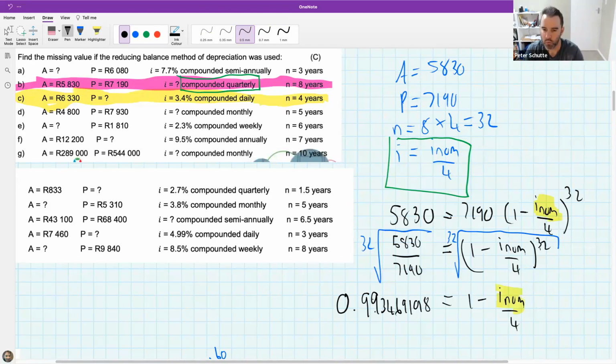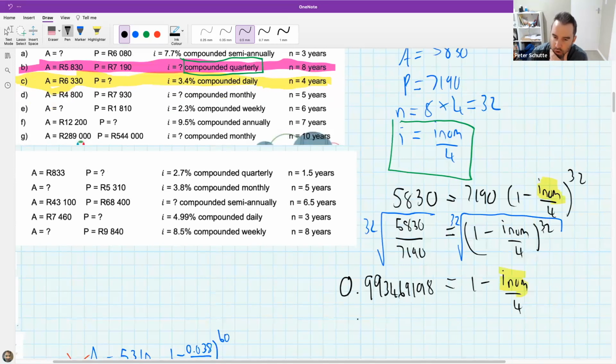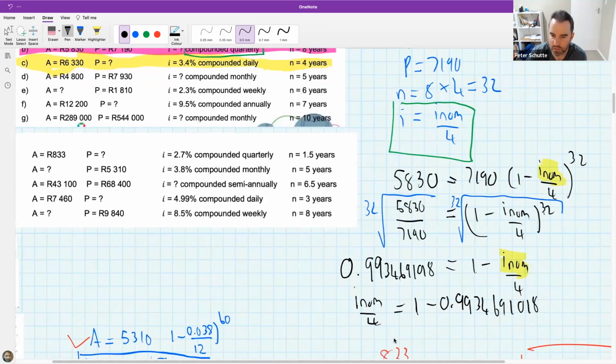So what I could do is bring all of this across. So i nom divided by 4 equals 1 minus all this. Sorry, that's 691,018. And then whatever I got for that, I have to times by 4.